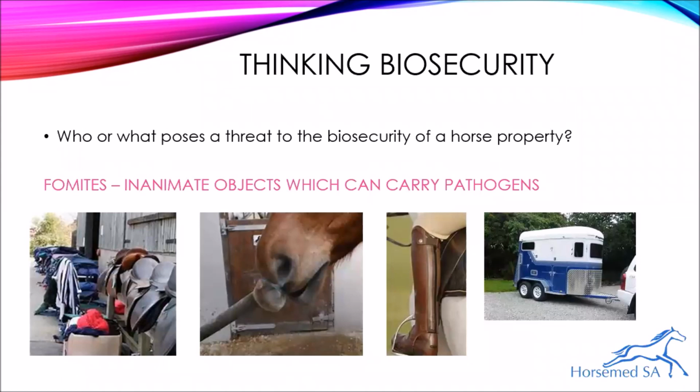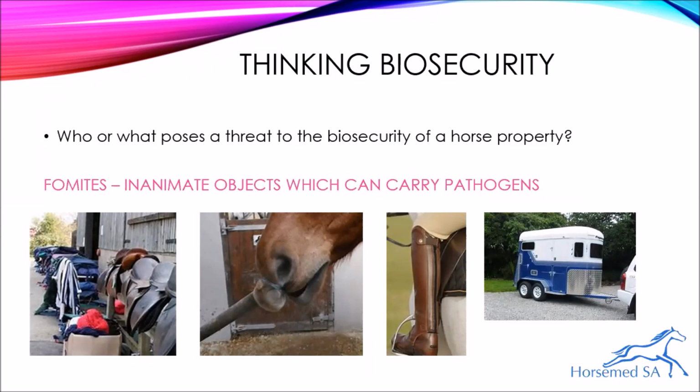So the next thing on our list of what poses a threat is fomites. This term fomite basically means an inanimate object that can carry a disease. So your classics are all the gear that goes along with horses. If you'd like to bring ringworm onto your property, go and buy some nice secondhand horse rugs, and don't wash them, and chuck them straight onto your horse. That's a great way of bringing a fungal pathogen onto the property.